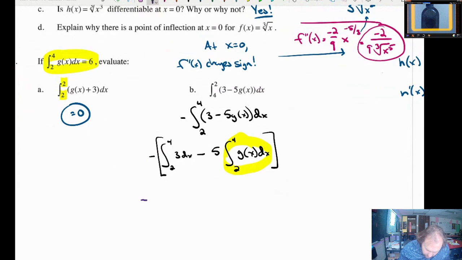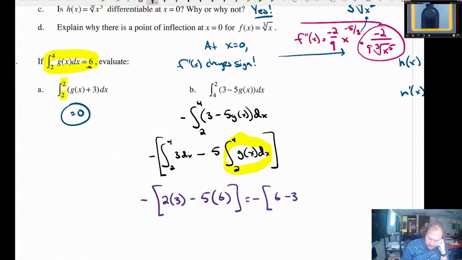So we're going to have a negative integral from 2 to 4 of 3. That's going to be just a rectangle that is 2 wide and 3 tall. So that'll be 6. I'll say 2 times 3, like that. Minus 5 times 6, which is what we know that yellow integral is. So this will be negative 6 minus 30, which will be negative 36, which is going to be positive 36. And that is the answer to that question.